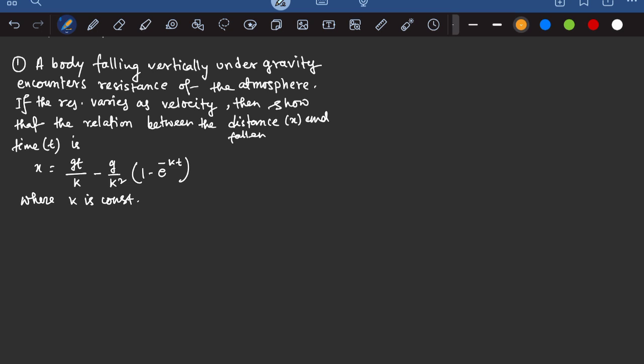So if you consider the solution here, a particle is moving vertically. Okay, so always mg is there.